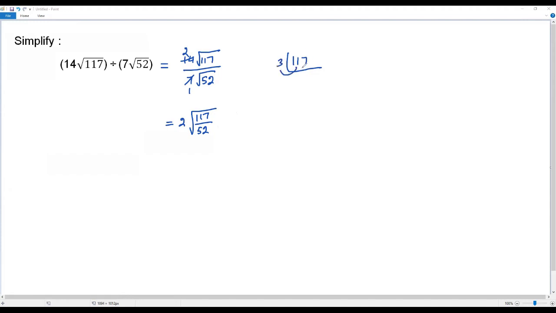Here 3 goes into 11 3 times. That is, 3 times 3 is 9. We have 2 left in 11. That 2 should be taken along with the next digit 7.